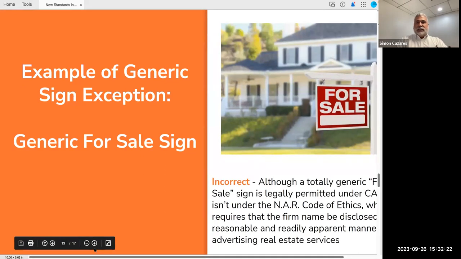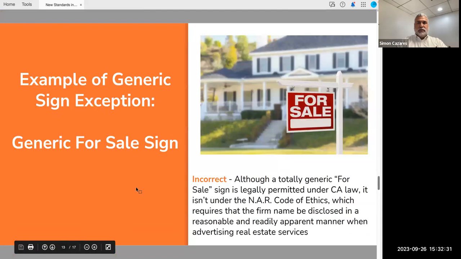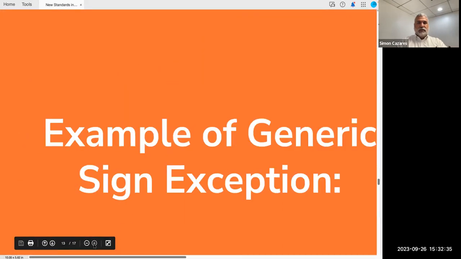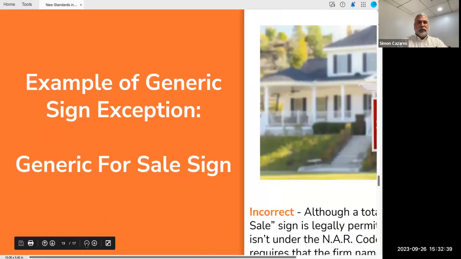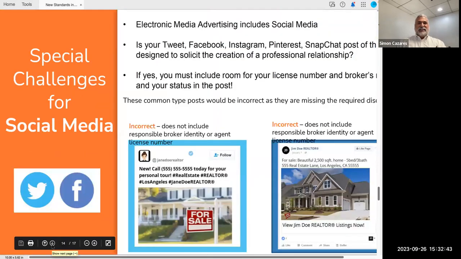Example of a generic sign. I think this is the same thing, right? Yeah. Wait a minute. Oh, that's why I'm pushing the wrong one. I was like, why is this getting bigger?